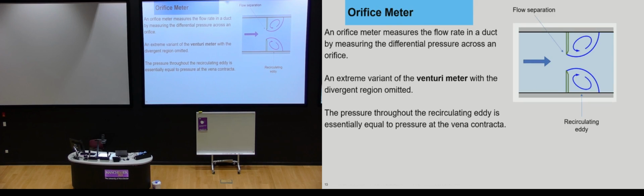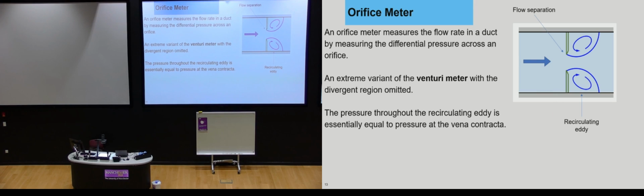Okay, so this brings me to an orifice meter, which is a very commonly used way of measuring the flow. It's a rather extreme variant or version of the Venturi meter that we met earlier in the course. Basically, it's looking at how to measure the velocity by looking at the pressure difference across the orifice.